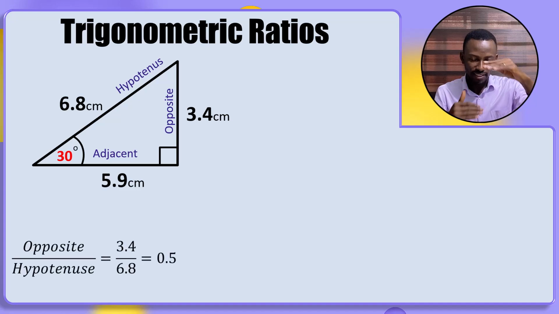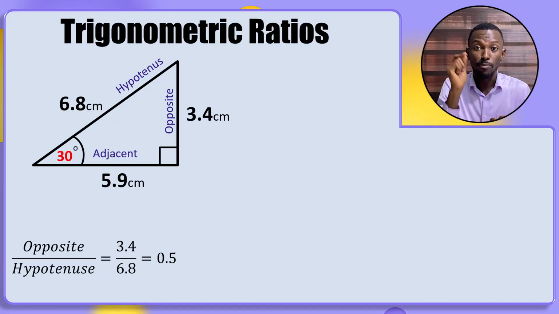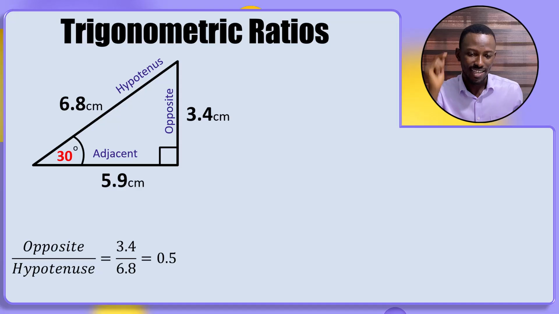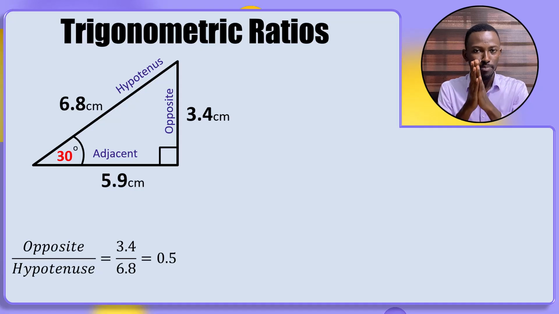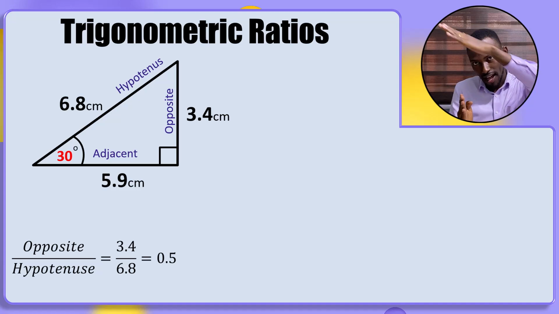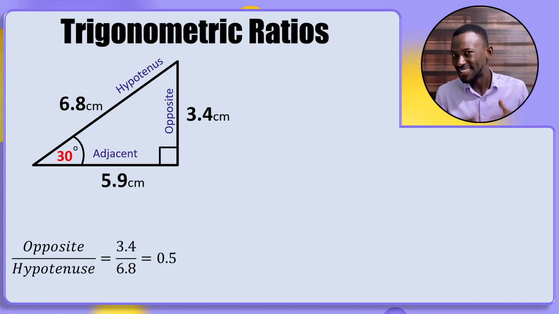Opposite divided by hypotenuse. And our opposite is 3.4, divided by the hypotenuse 6.8. If you punch this on the calculator, you get 0.5. 3.4 divided by 6.8, you get 0.5 something. Good. But I've picked one decimal place. So you too, the value that you got for the opposite, divide it with the hypotenuse. Write what you got in the comment section.